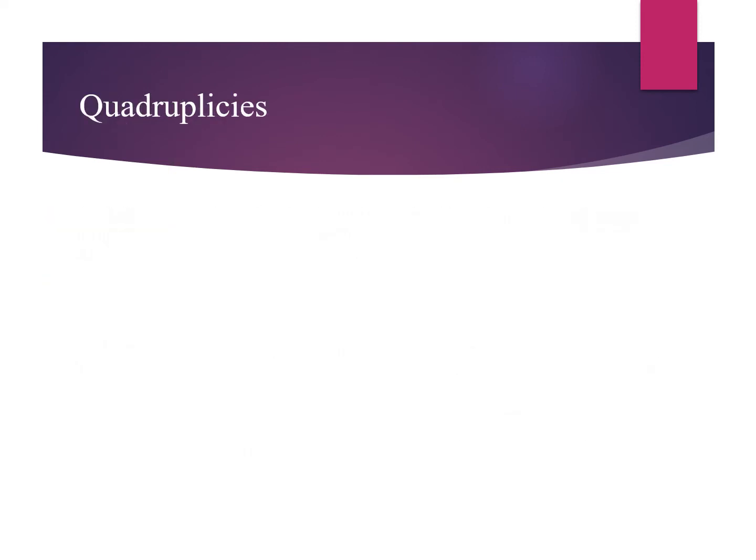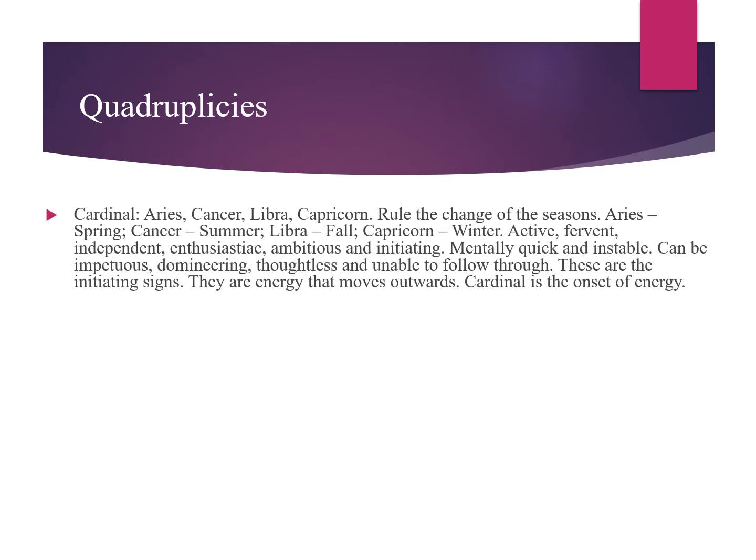Next, we'll take a look at the quadruplicities. So the cardinal quadruplicities are the beginnings of the elements. These are Aries, Cancer, Libra, and Capricorn. They rule the changing of the seasons. So Aries rules the change into spring. Cancer rules the change into summer. Libra rules the change into fall, and Capricorn rules the change into winter.